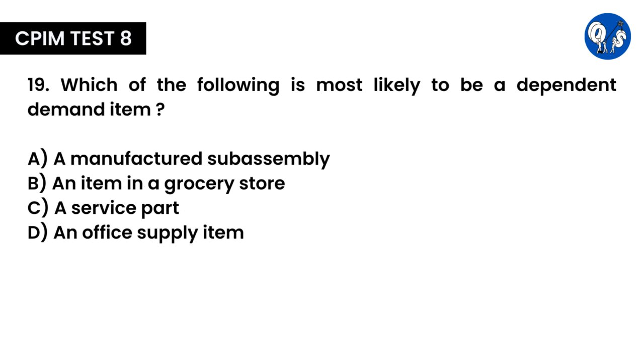Question number 19. Which of the following is most likely to be a dependent demand item? A. A manufactured subassembly, B. An item in a grocery store, C. A service part, D. An office supply item. Here the correct answer is A. A manufactured subassembly is a dependent demand item because its demand is driven by the production of the final product rather than independent market demand. It is required in fixed quantities based on the production schedule of the finished goods. The other options are independent demand items.